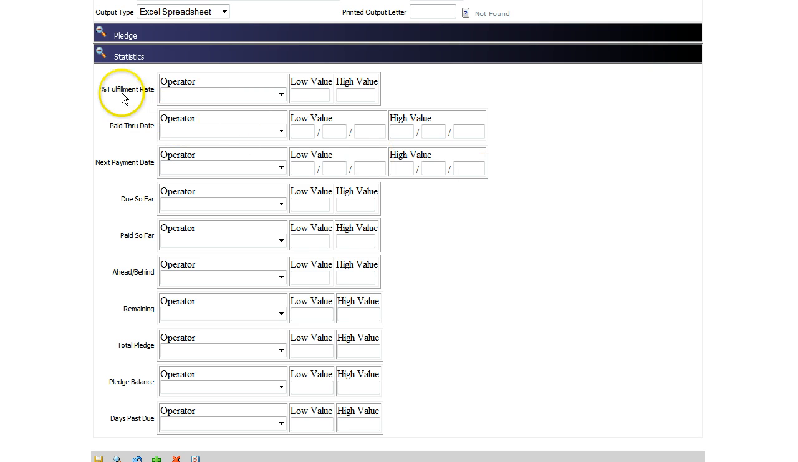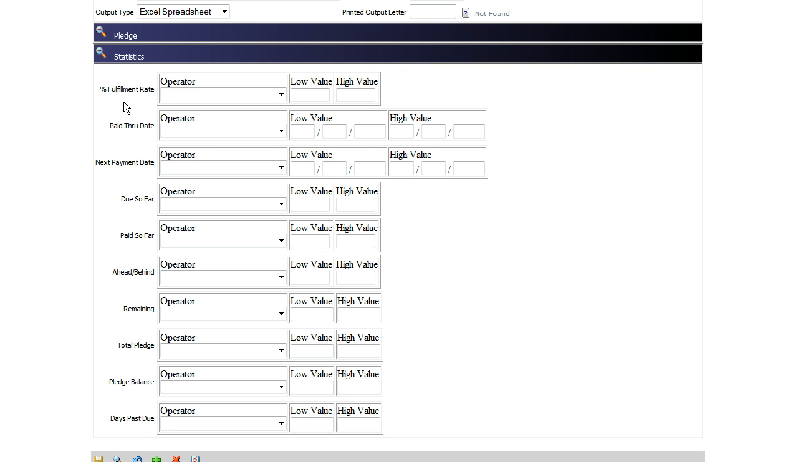The first one is the fulfillment rate. Fulfillment rate is the total amount pledged minus the paid so far, expressed as a percentage. In other words, Denari takes that difference and displays that as a percentage. And so you can filter on that and say, give me any pledge that is more than 50% filled, or less than 50% filled, or less than 80% filled, whatever is appropriate.